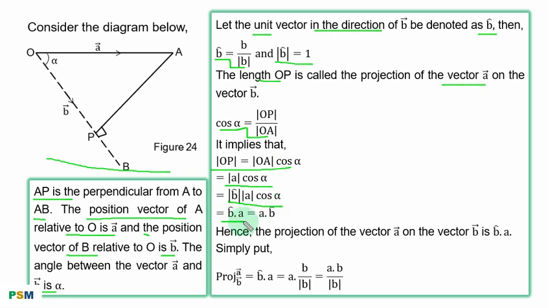And finally, you have the dot product of the unit vector of B and A, which is also equal to this. Hence, the projection of the vector A on the vector B is this. Simply put, projection of vector A on B is equal to the dot product between the unit vector of B and vector A. You have it in this form, and you have this result.